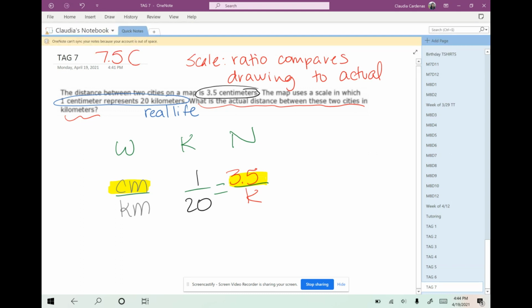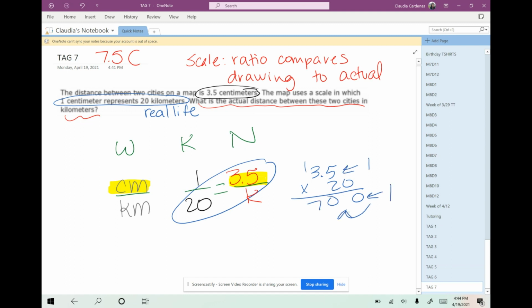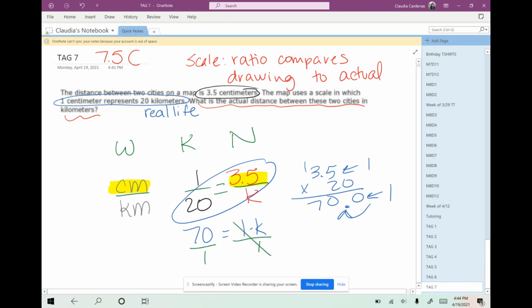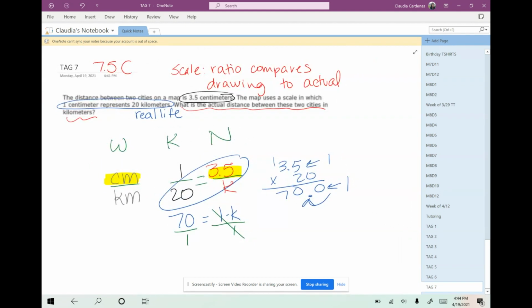How do we solve proportions again? Using cross multiplying and dividing. So I can multiply 3.5 times 20. I see there's one number behind the decimal point, so there needs to be one number behind the decimal point here. So we get 70 equals 1 times k. We know that dividing any number by 1 leaves itself, but we want to make sure we finish the cross multiplying and dividing, and we get 70. So 70 what? What does k represent again? Kilometers. Let's label that. All right, so 70 kilometers.